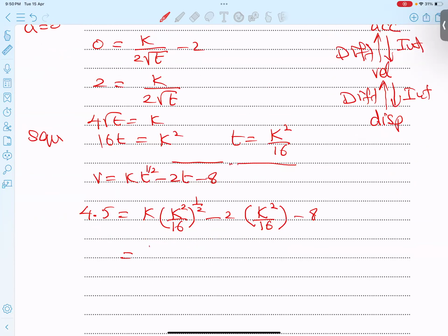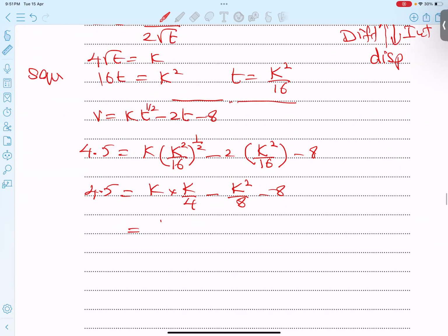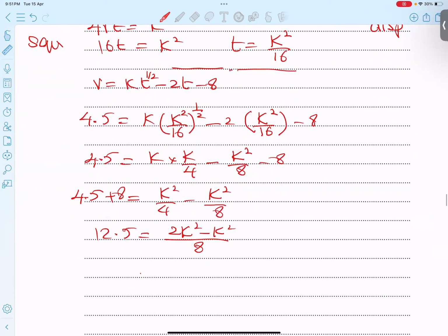So basically this k is left, and this half of this 2 cancels. I get a k, and the root of 16 gives us 4, and 2, and this is k to power 2 over 8. And here I'm writing 4.5. So this is coming with us k to power 2 over 4 minus k to power 2 over 8 equals 4.5 plus 8. So 4.5 plus 8, and I get 12.5. Here LCM is 8. So 2k square minus k square. I get k square, and into 8 goes there 100.